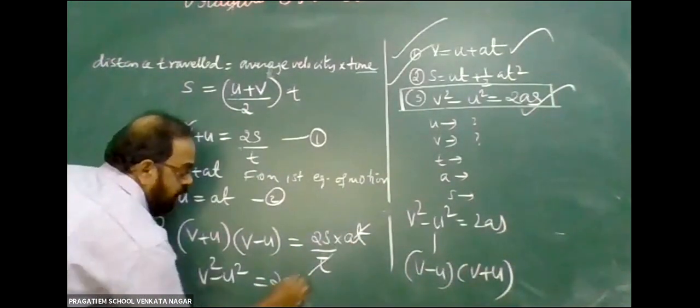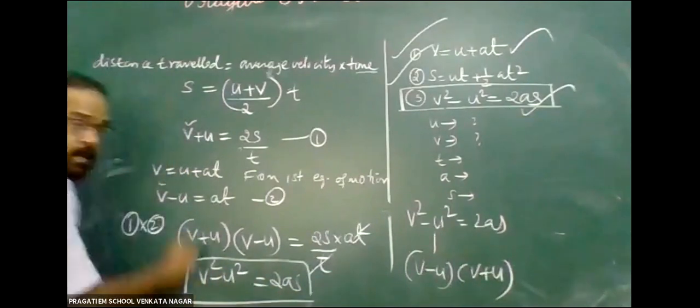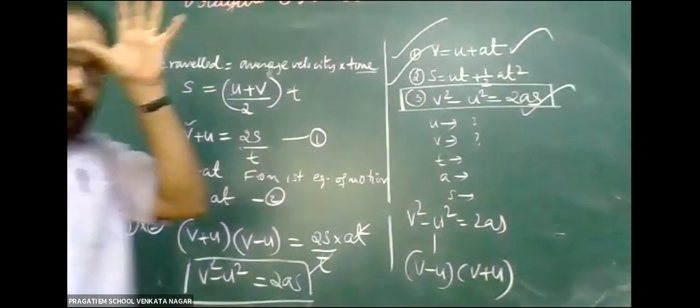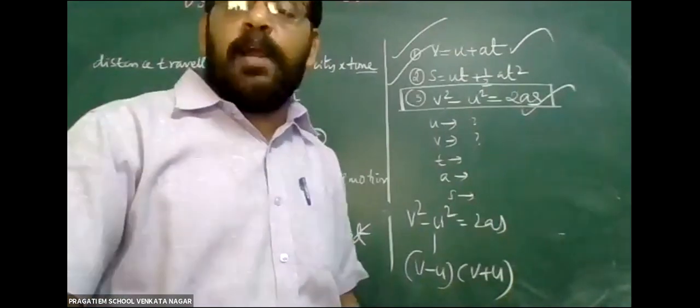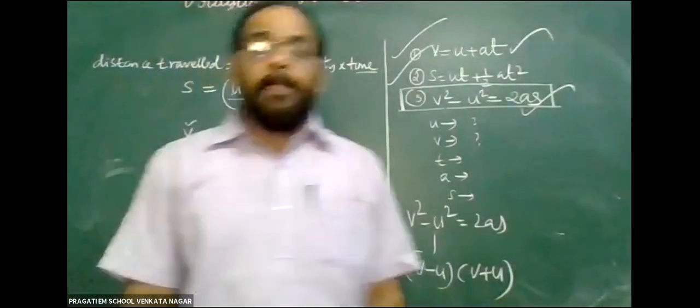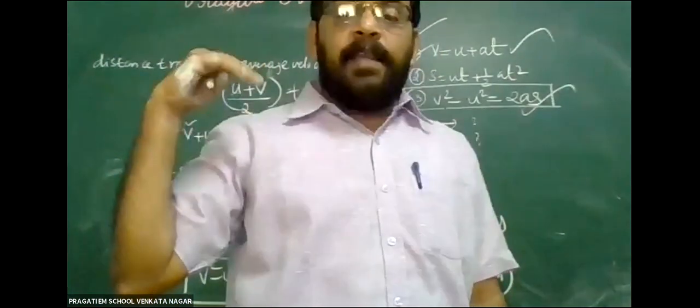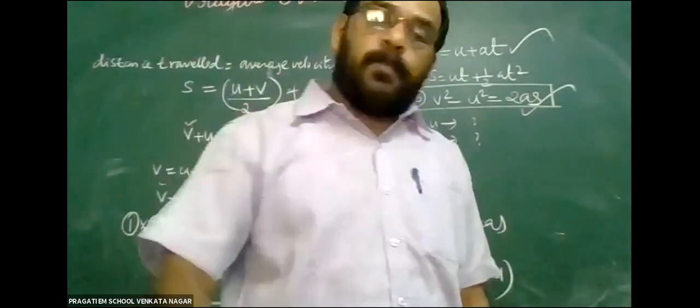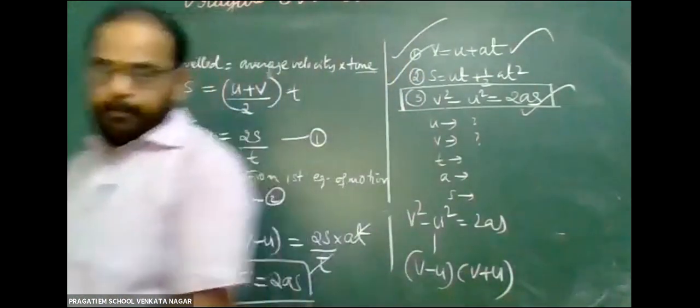2as. This is the third equation of motion. Children, copy it once. After that, I will explain once more for whoever has a doubt. Many children are raising their hands here, so don't worry. You copy that. I will erase it and explain it once more from the beginning. Don't worry.